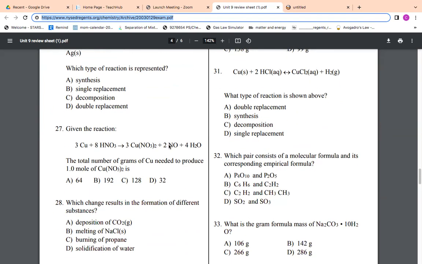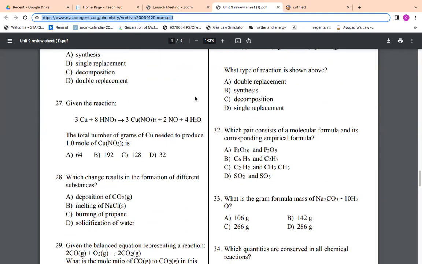Number 27. The total number of grams of Cu needed to produce 1 mole of copper 2 nitrate. So again, you're seeing grams mixed in with the word moles. So you know that you're going to have to eventually use this formula. So I'll just write it over here. Moles equals mass over gram formula mass. So I know at some point I'm going to have to use this.